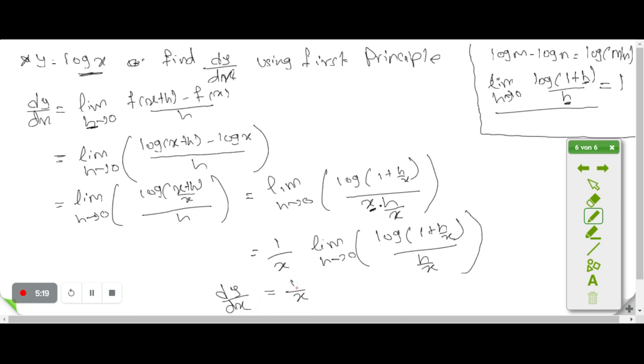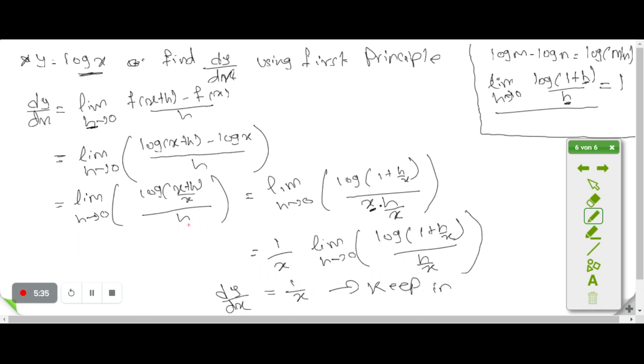This is also important that you need to keep in mind. So the derivative of log x is 1 upon x. So this is it for this lecture.